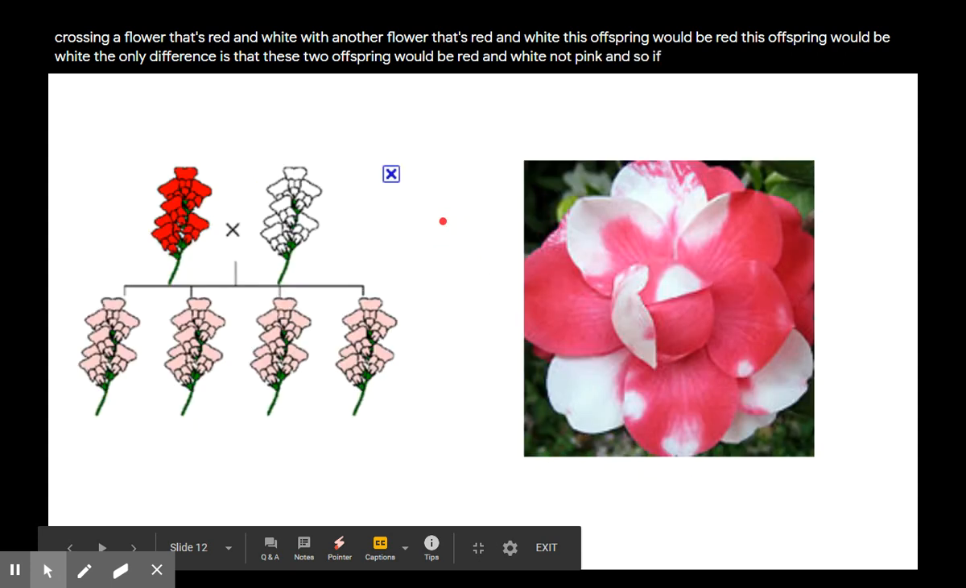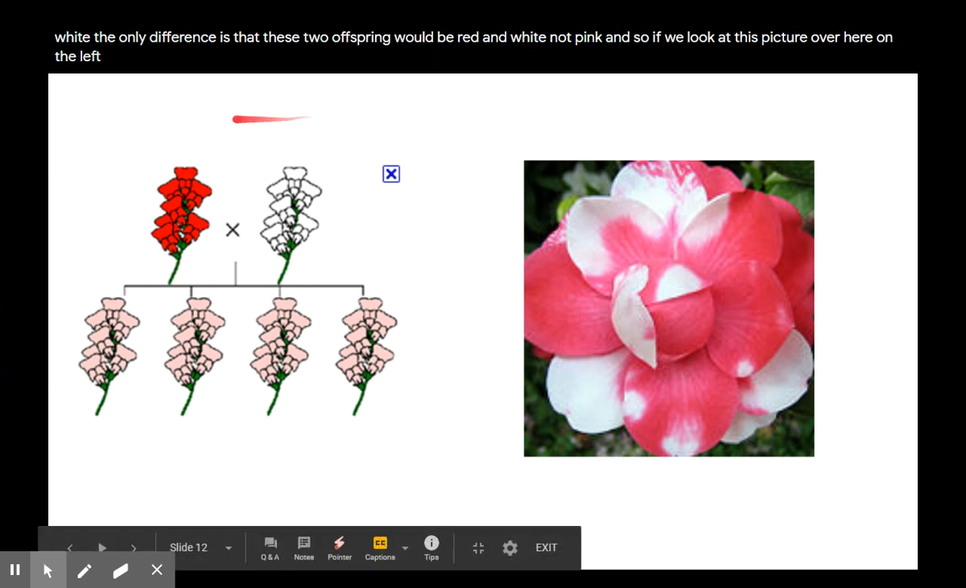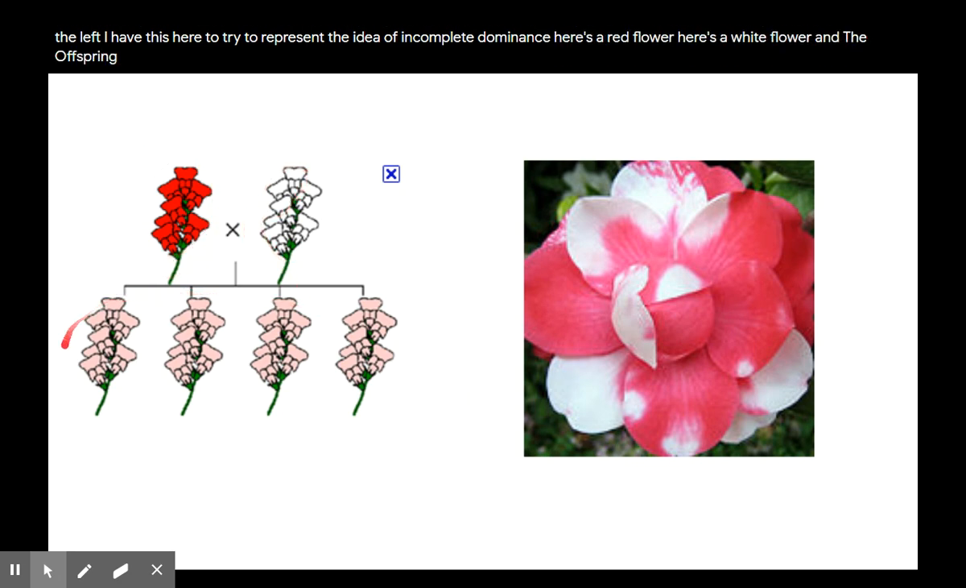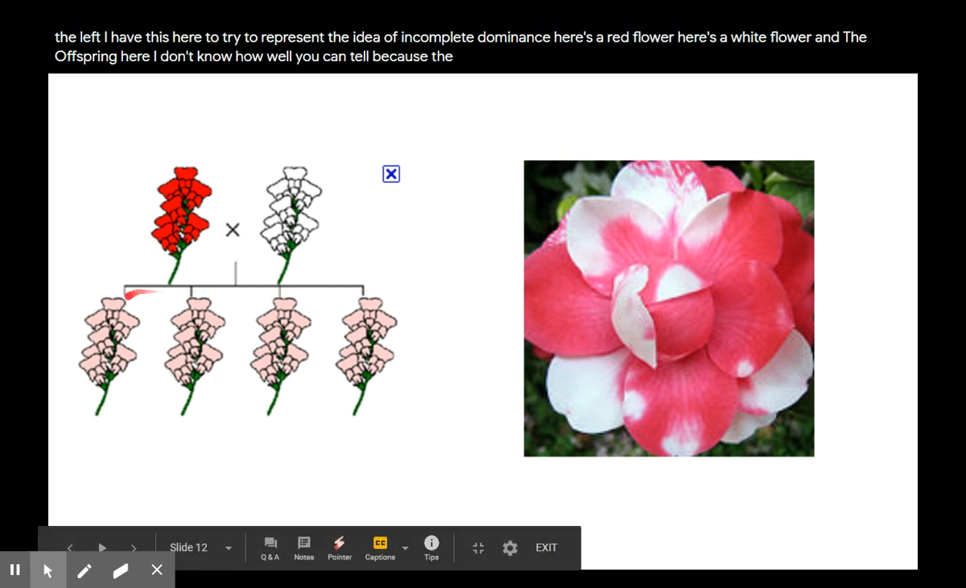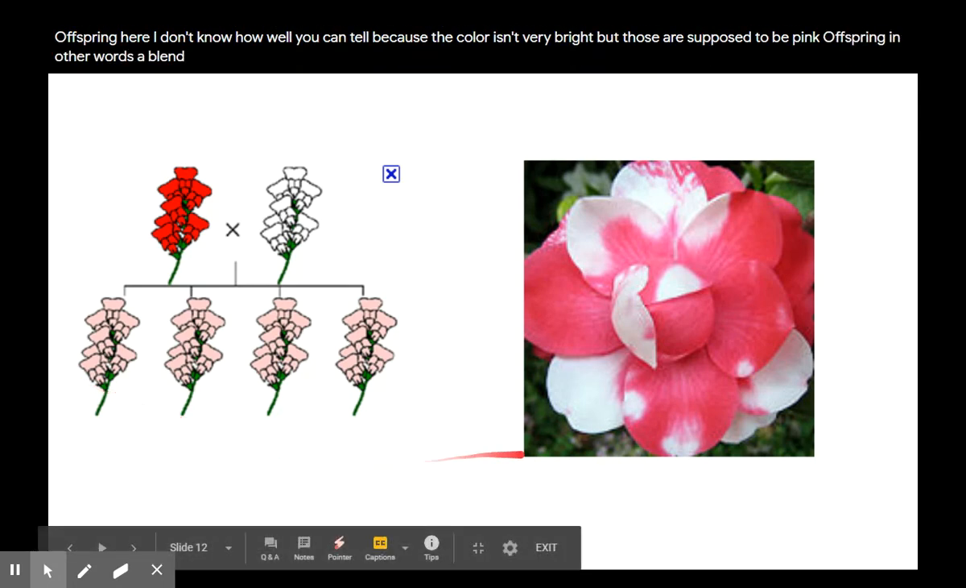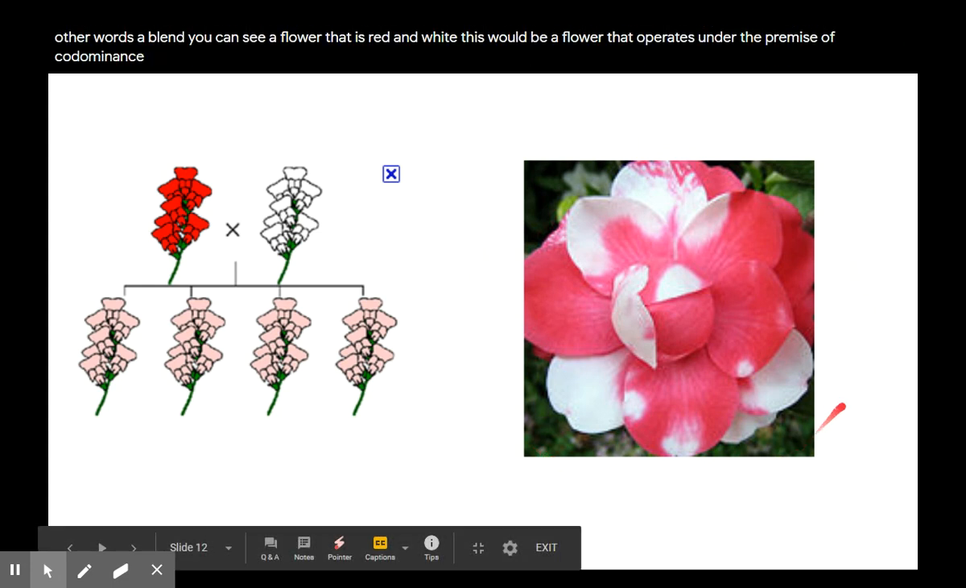And so if we look at this picture, over here on the left, I have this here to try to represent the idea of incomplete dominance. Here's a red flower, here's a white flower, and the offspring here, I don't know how well you can tell because the color isn't very bright, but those are supposed to be pink offspring. In other words, a blend. Over here, you can see a flower that is red and white. This would be a flower that operates under the premise of codominance, a mixture.